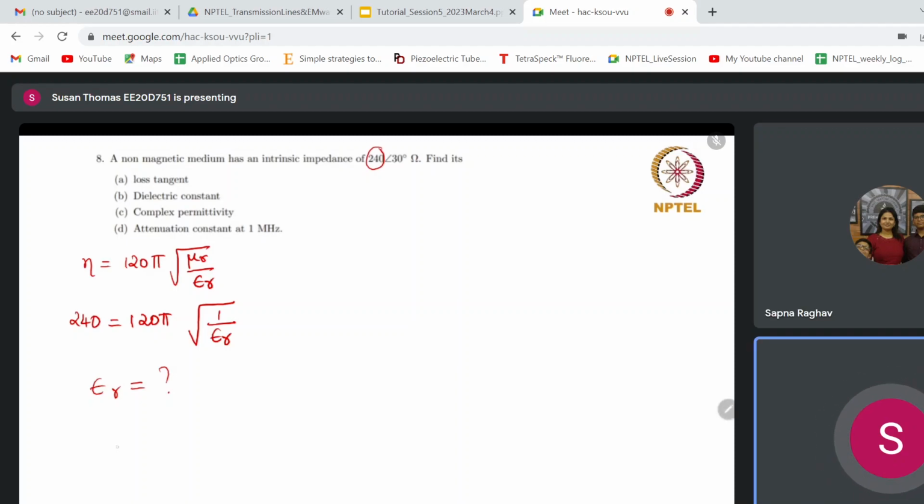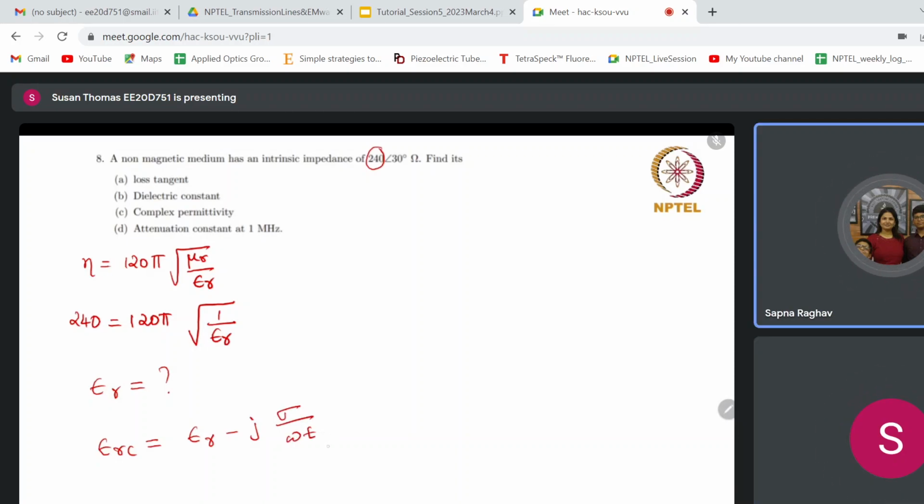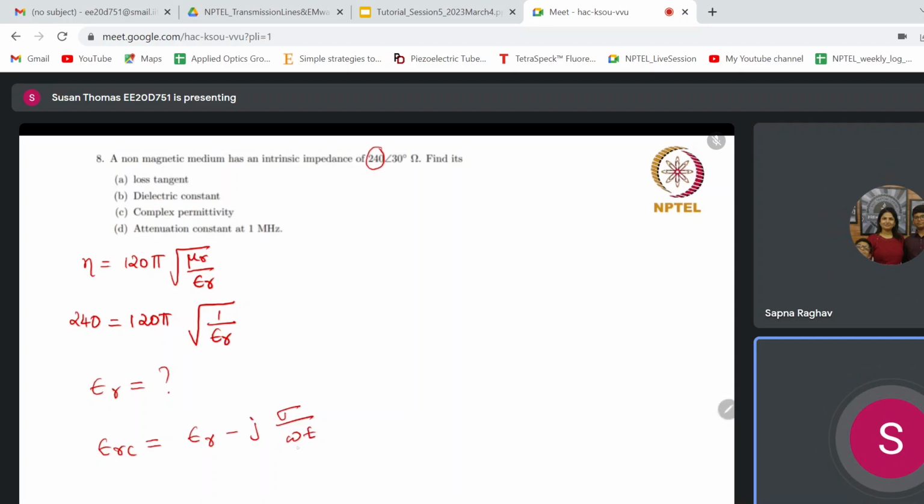Now, coming to complex permittivity, epsilon RC. What is epsilon RC? Epsilon R minus J sigma by omega epsilon. So, just substituting all the values. Sigma by omega epsilon is nothing but the loss tangent. We already found sigma by omega epsilon, and also in the second part you calculated epsilon r. So, take both, and you get the complex permittivity.